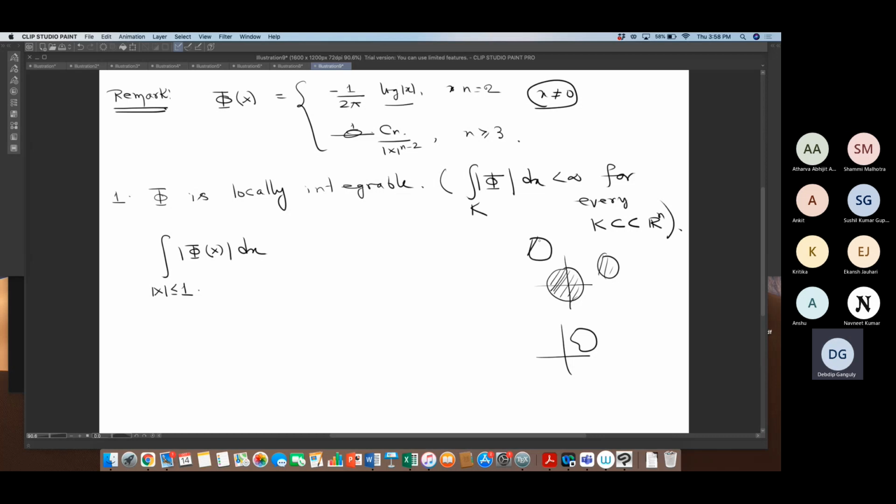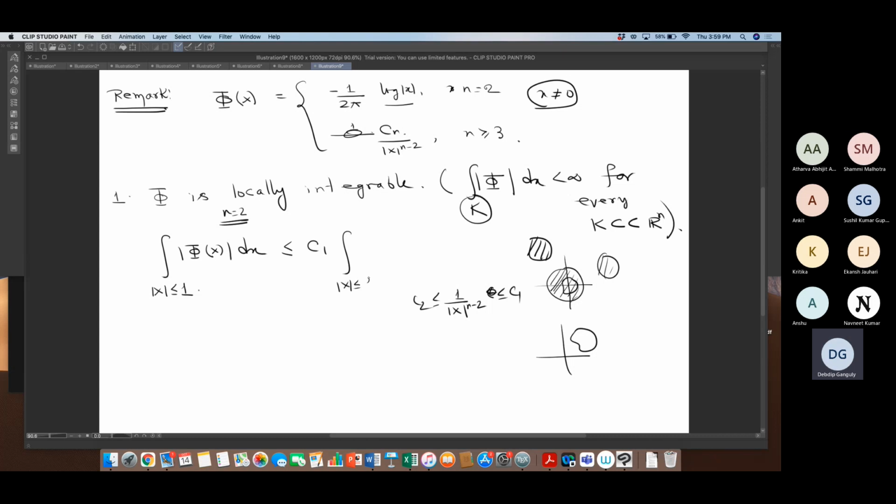If I take this compact set which does not contain origin, 1 by mod x to the power n minus 2 or log of mod x is a nice function on any compact set which does not contain origin, right? It is bounded, less than or equal to some c1 and greater than or equal to some c2. The only problem is if a compact set contains the origin, then I have to check whether this is integrable or not, right? Okay. So this is phi of x. This 1 by 2 pi is a constant. First I take the n equal to 2 case.